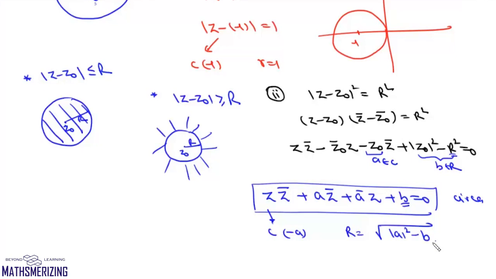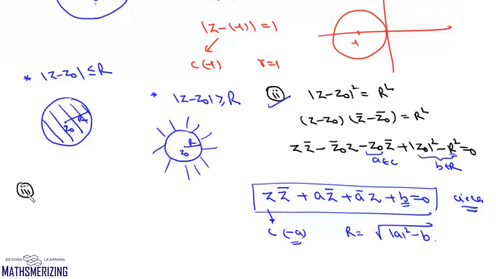So if we come across any equation which has z z bar plus a z bar plus a bar z plus b equals 0, then it will represent a circle whose center is at minus a and whose radius is under root of mod of a square minus b. So that is second way to write equation of this circle. Now third way to write equation of a circle is in terms of Apollonius circle, which is ratio of any point on the circle from two fixed points.